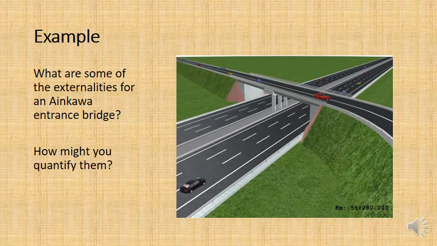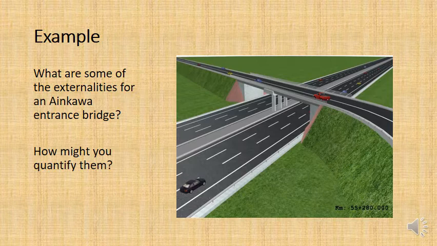So let's have an example here of trying to quantify the externalities. Again, we are going to look at the example of having a bridge going over the Ainkawa Road and 100 meter road intersection. What are some of the externalities there? Well, nearly all of the costs and benefits for motorways are external because they're usually felt by the drivers themselves who don't pay directly for the road, unless of course it's a toll road.